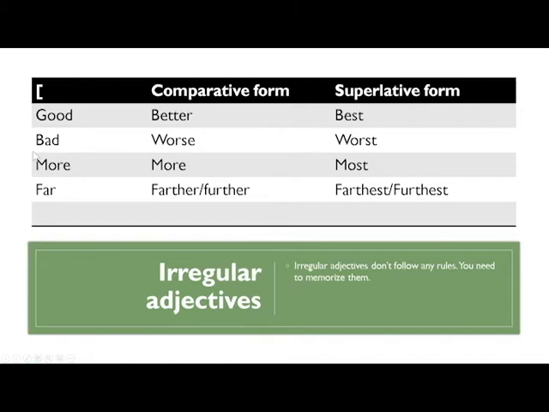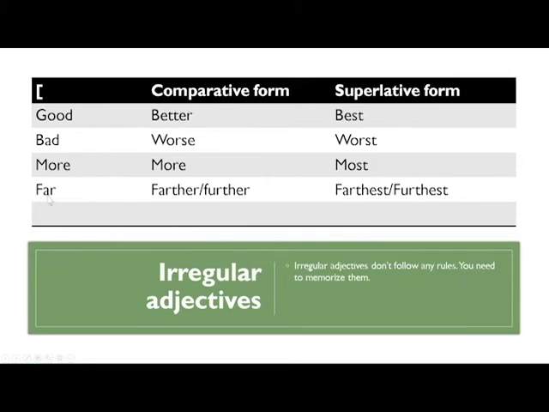And the word bad is another irregular adjective. So the second form or comparative form of it becomes worse, and the superlative form becomes worst or the worst. And not more, and most. You can see that this adjective does not follow the rules.